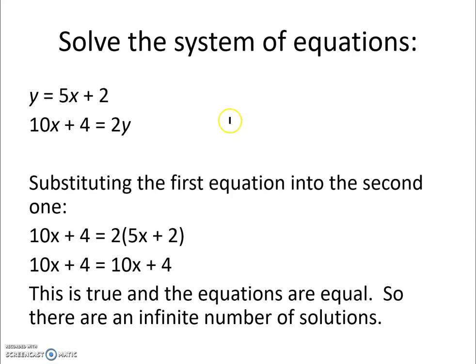Continuing on, we're given another system of equations, y equals 5x plus 2, and 10x plus 4 equals 2y. Substituting the first equation into the second one, we have 10x plus 4 equals 2 times the quantity 5x plus 2. We distribute that 2 to the 5x and we find that that's 10x. And distribute the 2 to the positive 2 and we find that that's plus 4. Now we have 10x plus 4 equals 10x plus 4. Well, that's true and the equations are equal, so there are an infinite number of solutions to this system of equations.